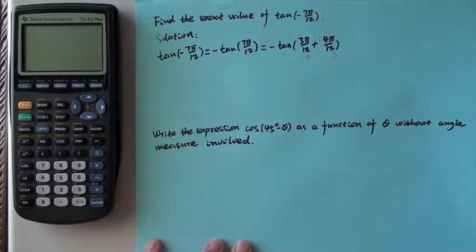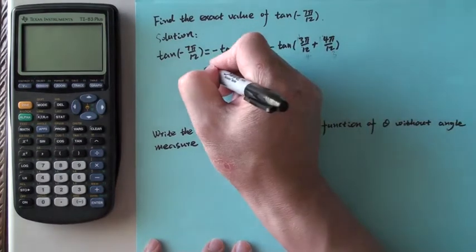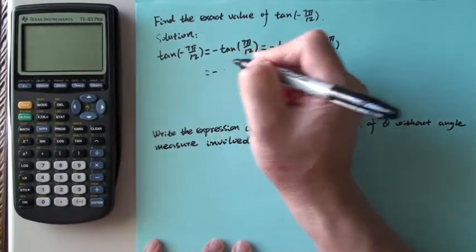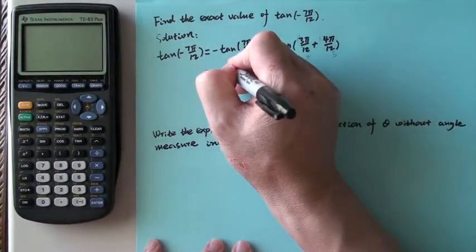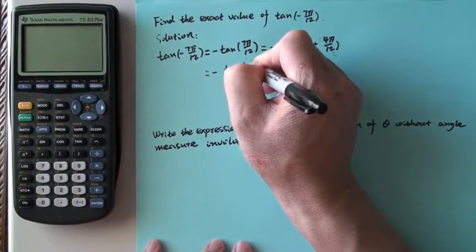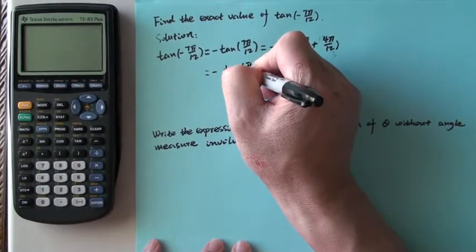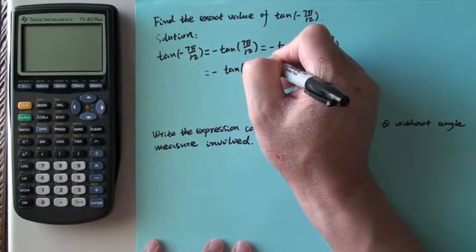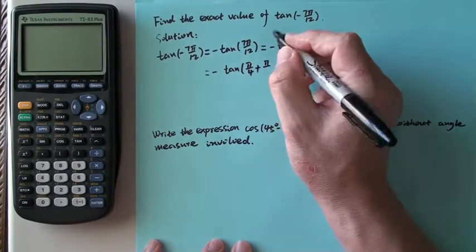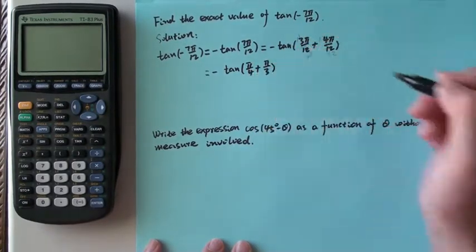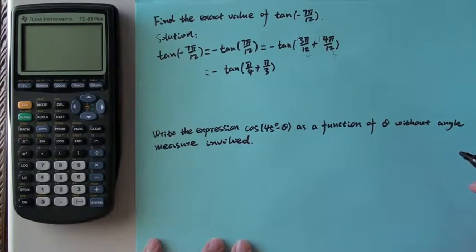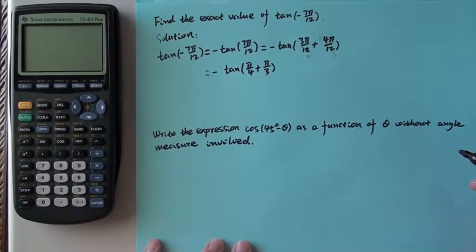So basically what you can do is that you have a negative sign in front of it. Then you have tanh of pi over 4 plus pi over 3. Okay, now you've got to use the formula for tanh of one angle plus another.